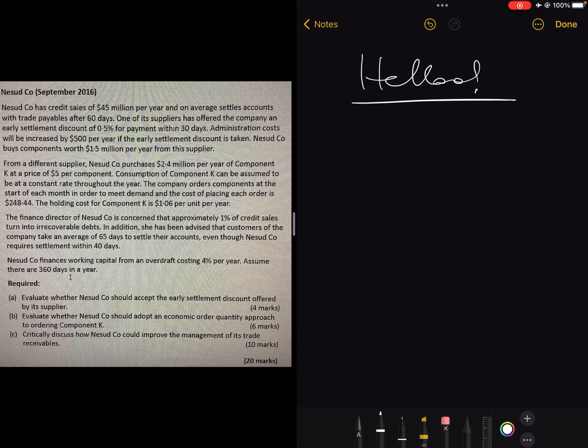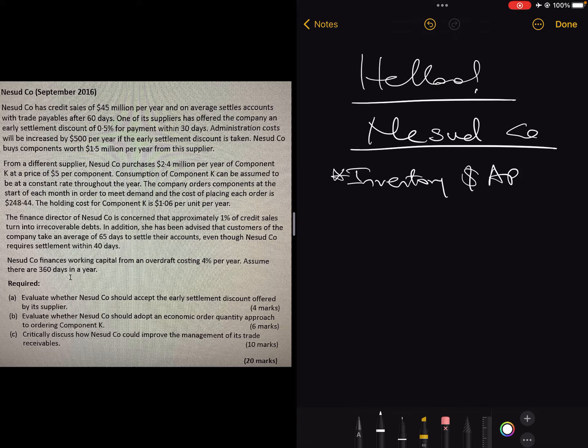I want us to look at this question on the left side of the screen, Nesud Co. I love this company a lot. Look at this question. It's a very fantastic one because this question actually touches on both what we've done on inventory management as well as account receivable management.